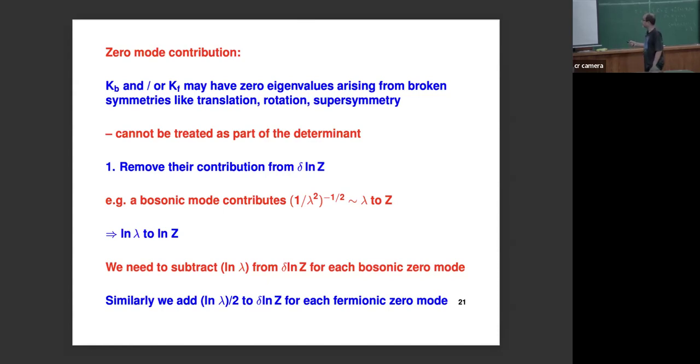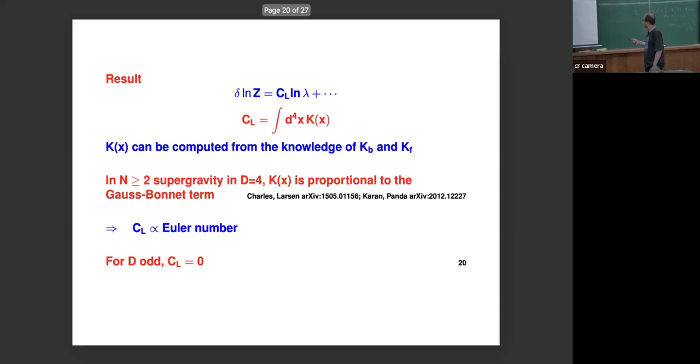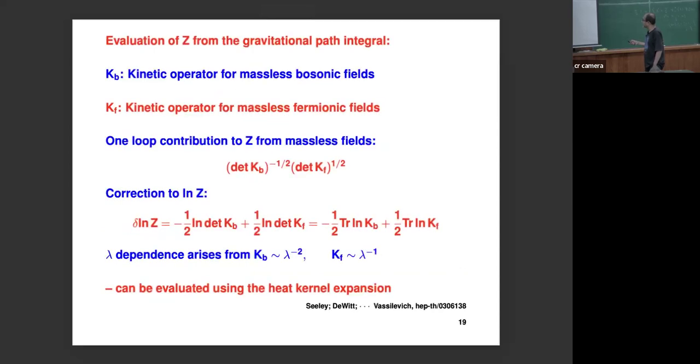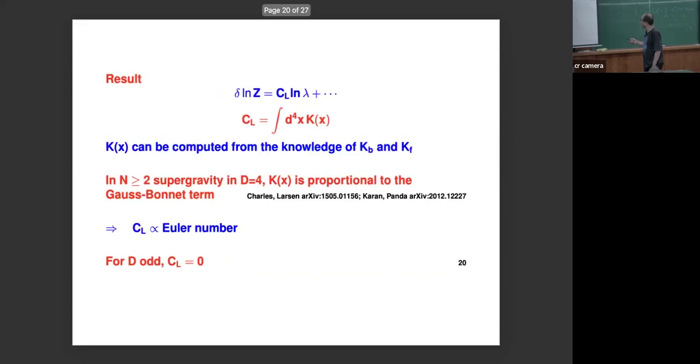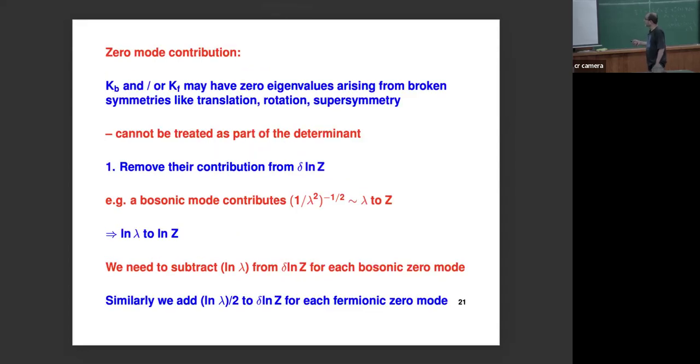So the idea is that you have to first remove their contribution from delta log z. Okay. So for example, the bosonic mode gives a contribution of 1 over lambda squared to the minus half, right? As we saw here, because each KB goes as lambda to the minus 2, right? So each bosonic mode gives you lambda to the minus 2 to the minus half. Okay. So it gives a contribution of log lambda to log z. You have to first subtract log lambda from log z for each bosonic zero mode. And similarly, we add half log lambda to log z for each fermionic zero mode, because a fermionic zero mode gives log lambda to the minus half.